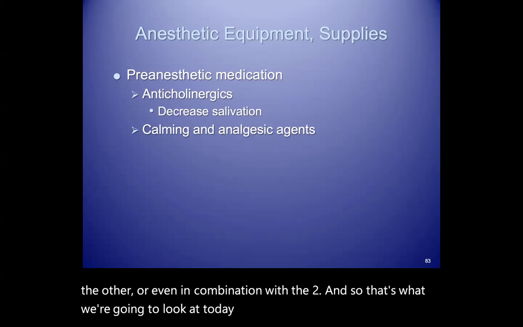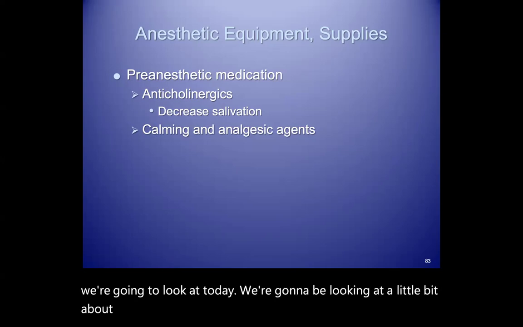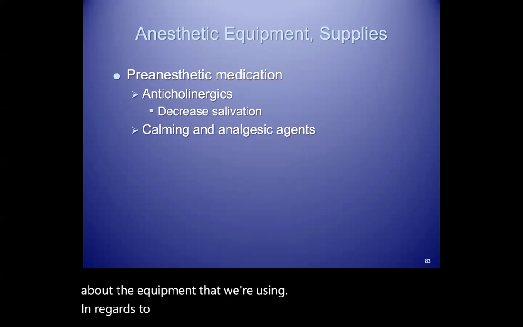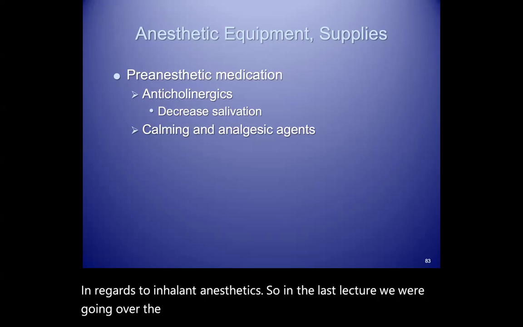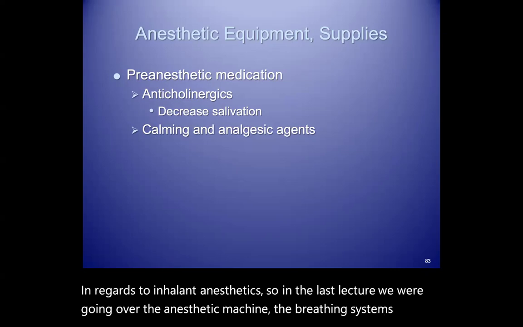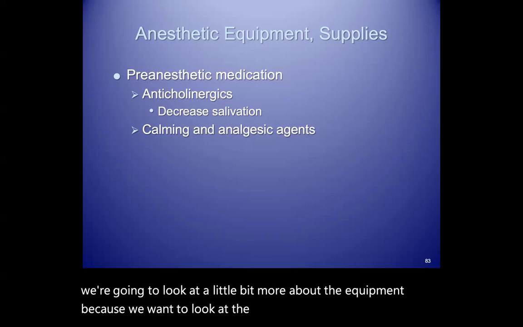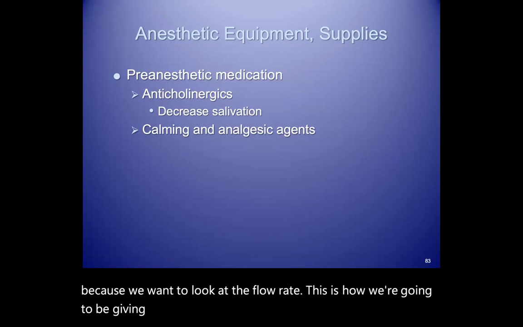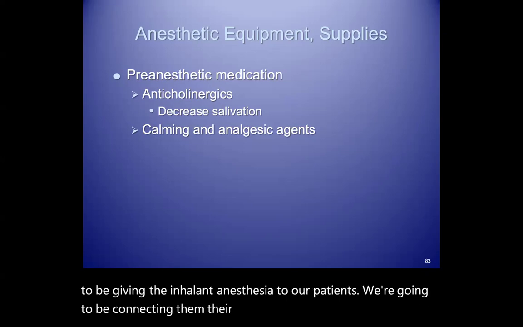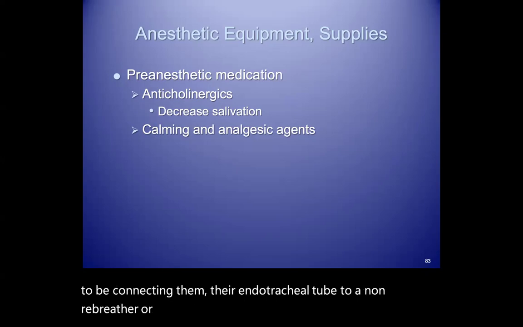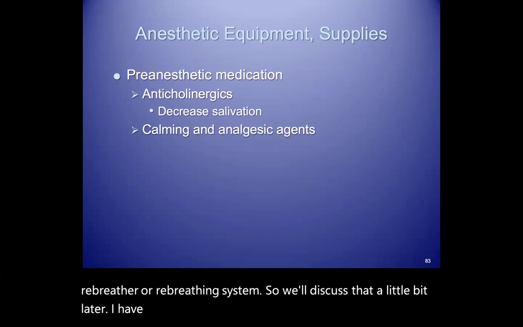Today, we're going to be looking at a little bit about the equipment that we're using in regards to inhalant anesthetics. So in the last lecture, we were going over the anesthetic machine, the breathing systems. Today, we're going to look at a little bit more about the equipment because we want to look at the flow rate. This is how we're going to be giving the inhalant anesthesia to our patients. We're going to be connecting their endotracheal tube to a non-rebreather or a rebreathing system. So we'll discuss that a little bit later. I have some visuals to show you as well.